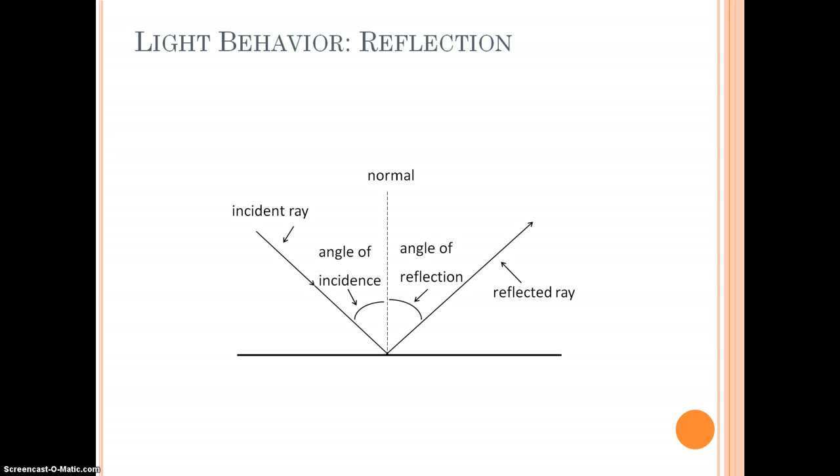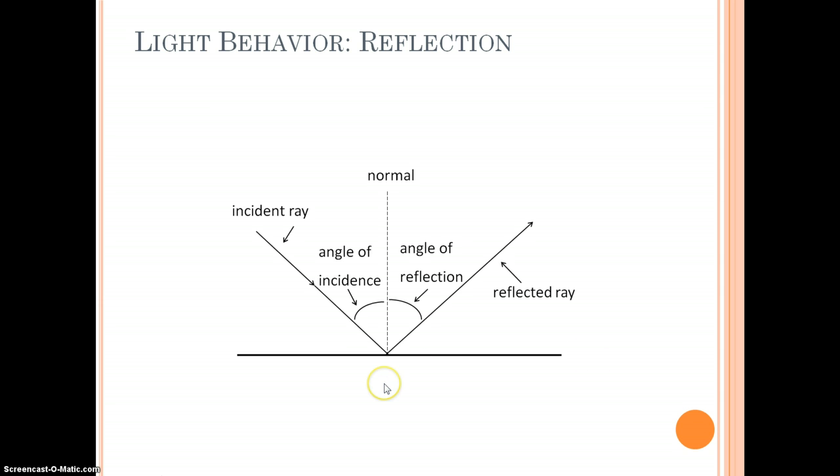Whenever you have reflection, a light ray is going to come in, and then this horizontal bar here would be the mirror, and it's going to bounce off and reflect in the other direction. So that's our typical reflection. When we do this, we need to talk about a few things.